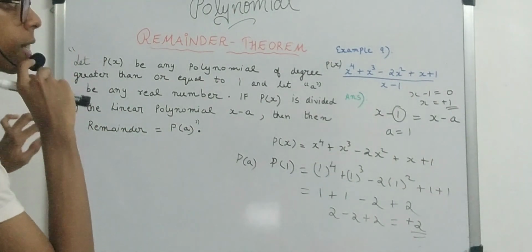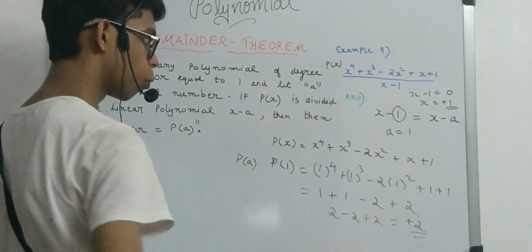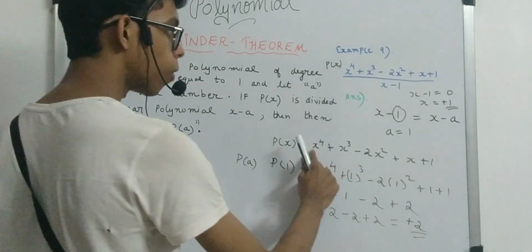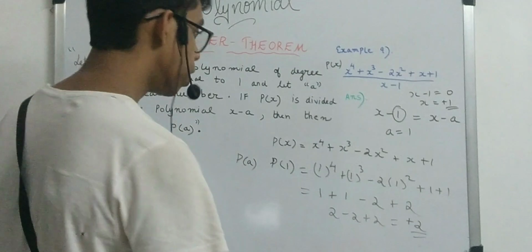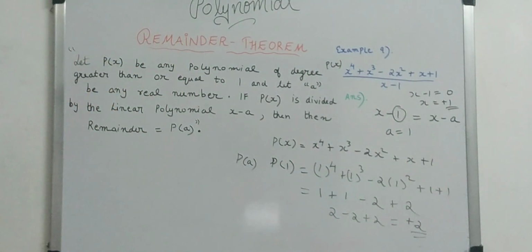So I hope it is clear. When we substitute the 1 in this p of x and put the 1 in place of x over here, the value that you are getting will be the remainder. That is exactly what the remainder theorem tells you. So just substitute and find your answer.